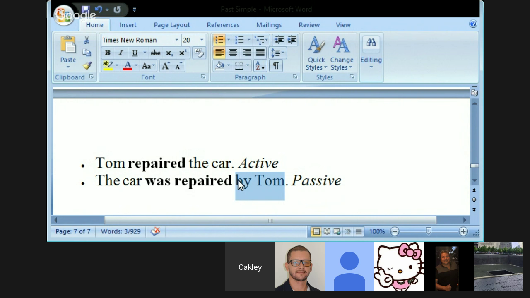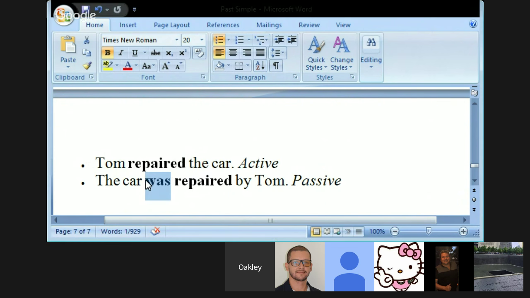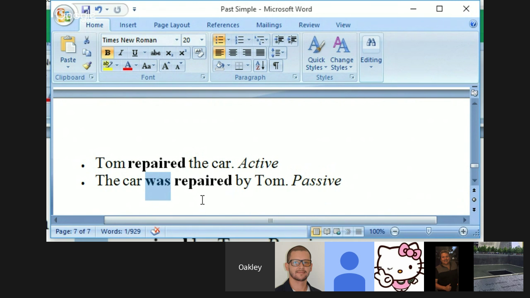All right, the construction of the passive. Repaired here is not actually past tense. It's actually the past participle of the verb. In all passives, the main verb will be the past participle of the verb. And then whatever's in front of it, using the verb to be, is going to indicate the actual verb tense. In this case, if you saw "was" by itself, "the car was small," I understand that this is past simple. So this actually indicates the verb tense.